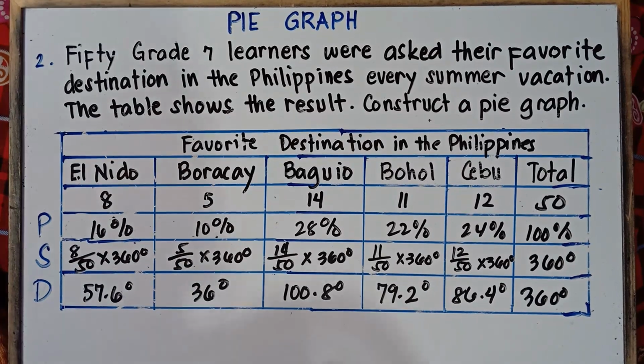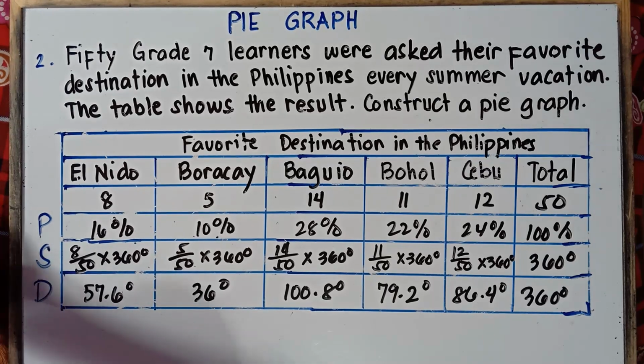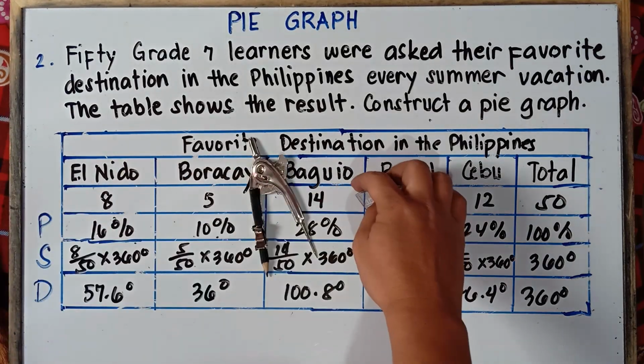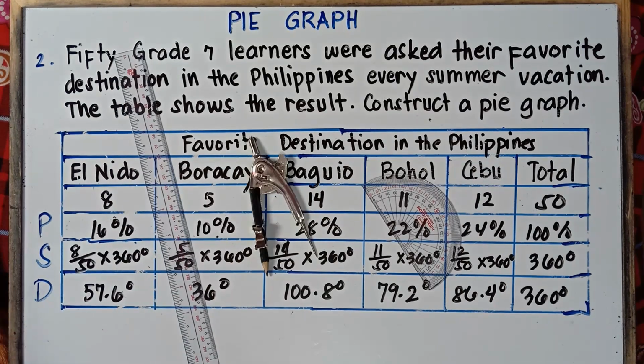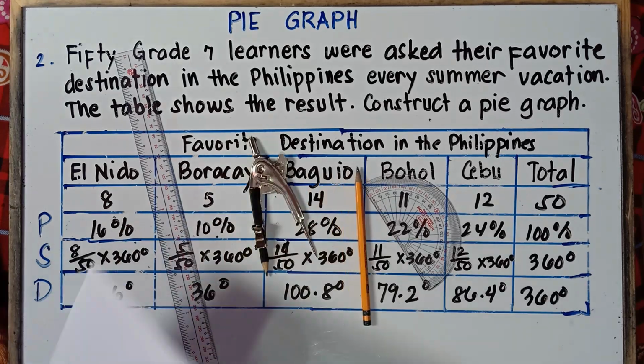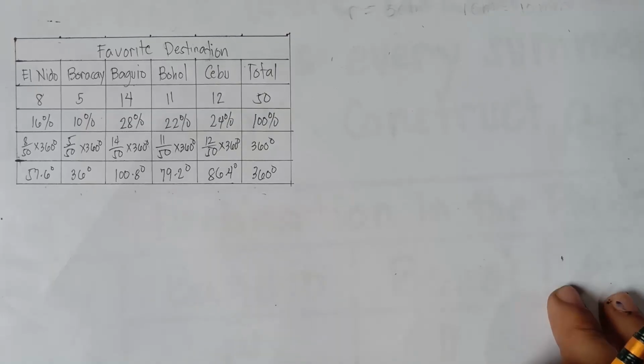Alright, so we already have our table, class. Now we need to make our pie graph. Once again, we'll be using our compass, our protractor, and our ruler. Of course, we need our bond paper and our pencil. Alright, so let's draw this one, class. Let's make a pie graph.